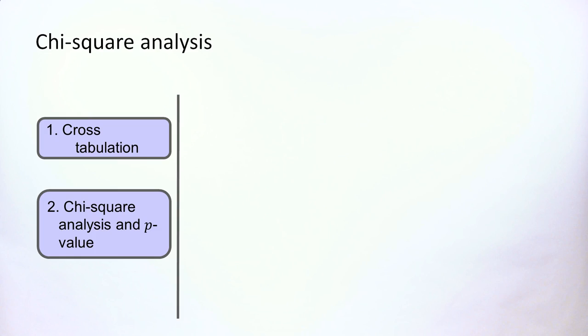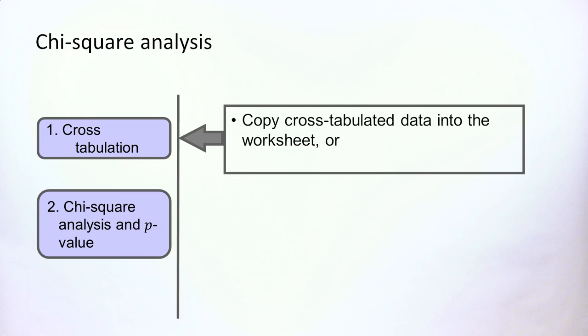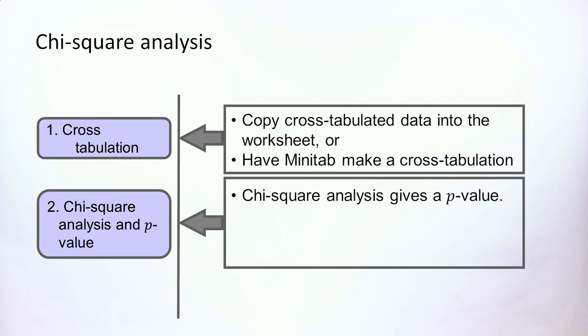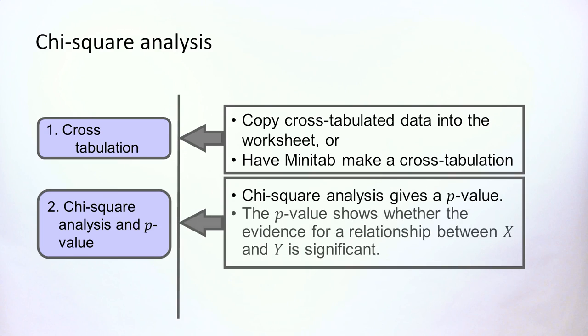Let's take a look at the steps of the chi-squared analysis. The first step is to make a cross tabulation. You can either do this by copying a cross table into your worksheet or by having Minitab make one for you. The second step is to take a look at the p-value. The p-value shows you whether or not the effect you found is significant.